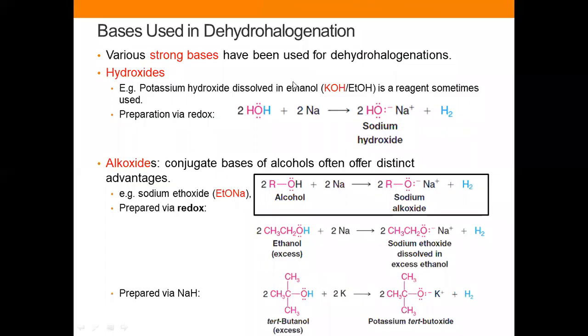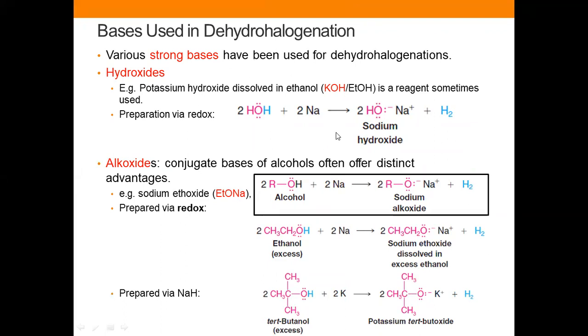Okay, so for the base that's used for dehydrohalogenation, we always use strong bases for elimination reactions. We have the hydroxides, and you can have the alkoxides. So how do we prepare our hydroxides? Strong bases can be prepared, for example, using potassium hydroxide dissolved in ethanol, or sodium hydroxide in ethanol.